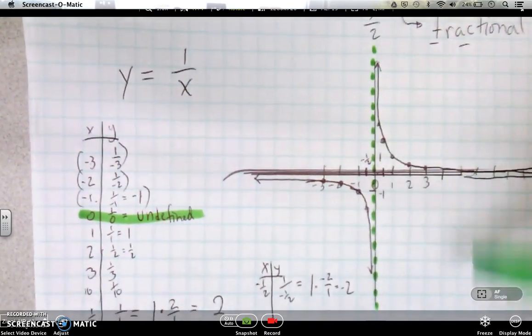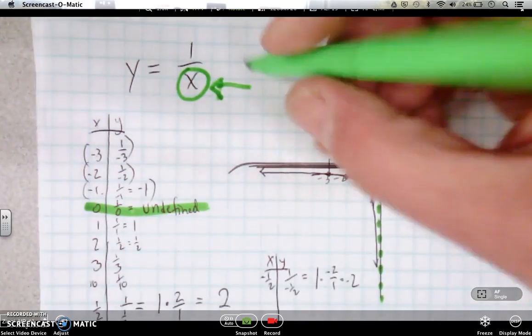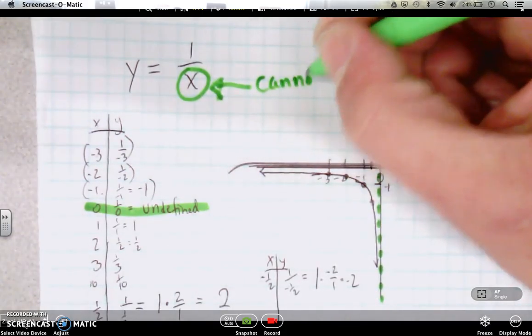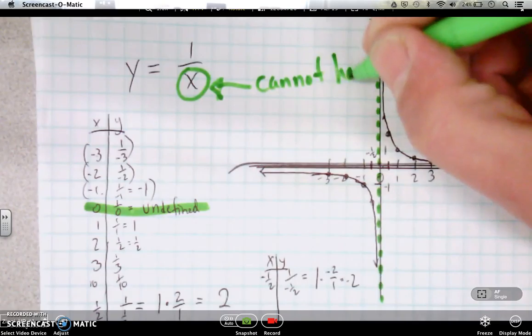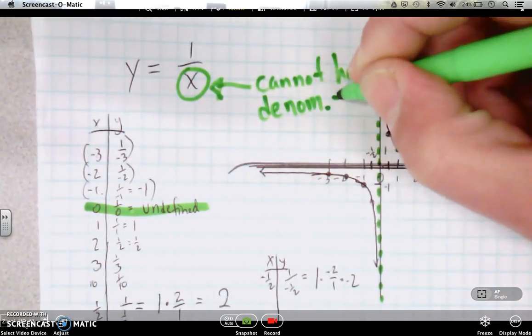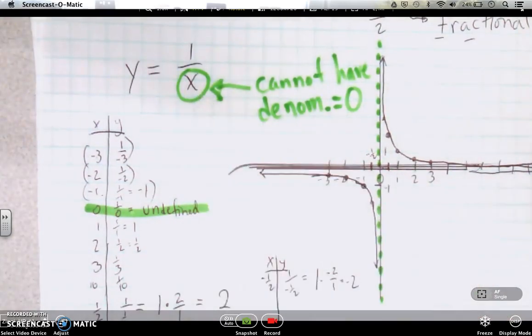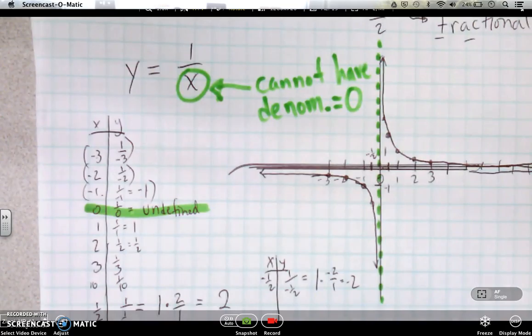And why was there an asymptote? It was all about this. We cannot have the denominator equal 0. If it happens to be 0, it's undefined. The whole thing falls apart. So we're stuck. So hopefully that helps.